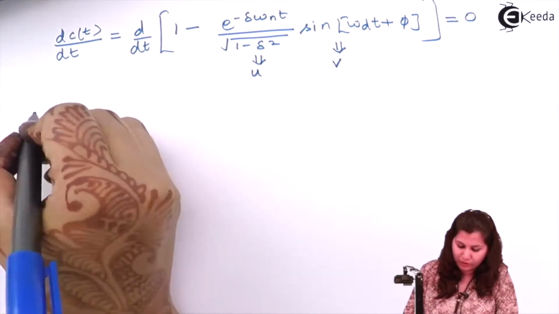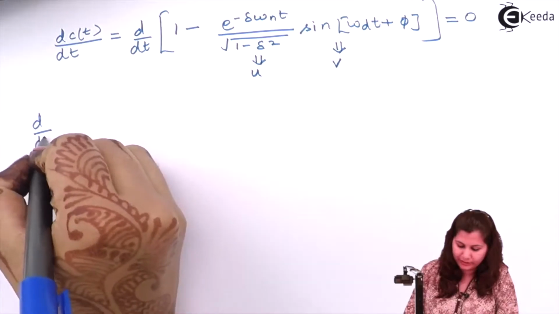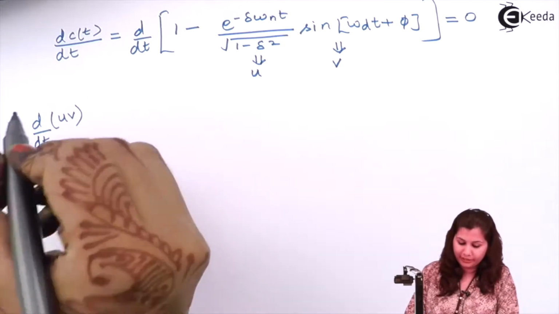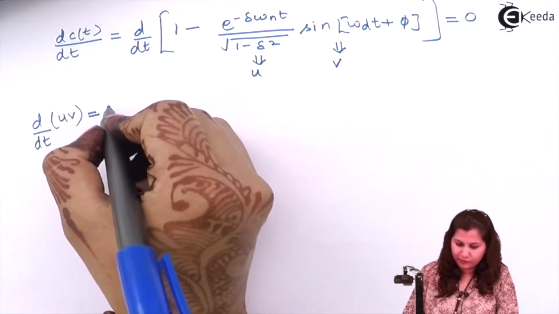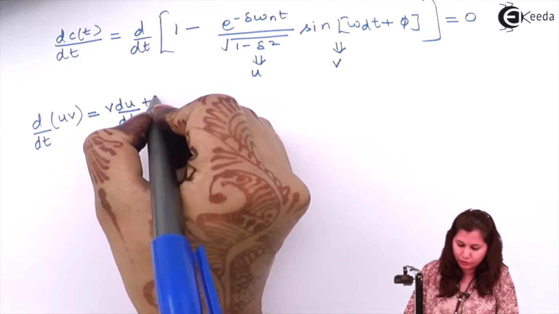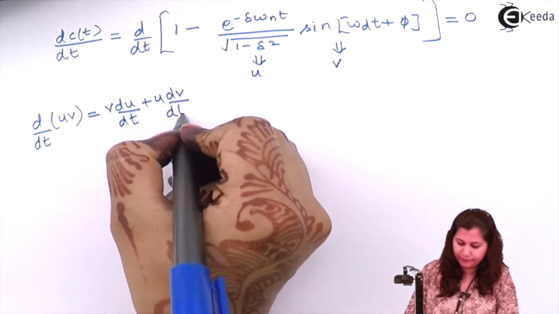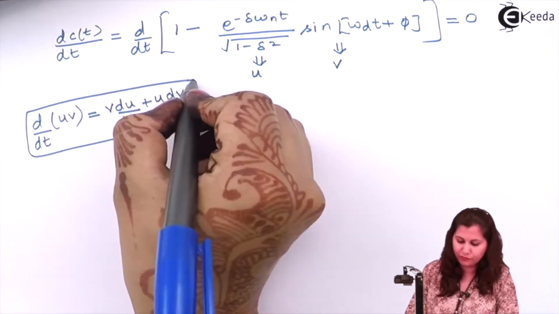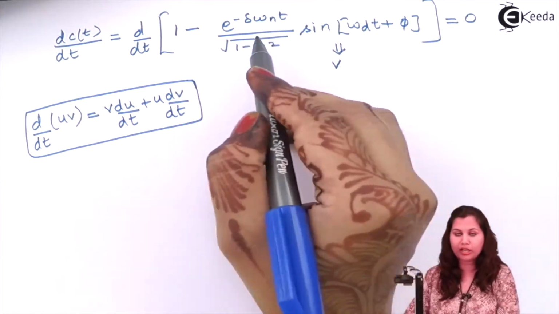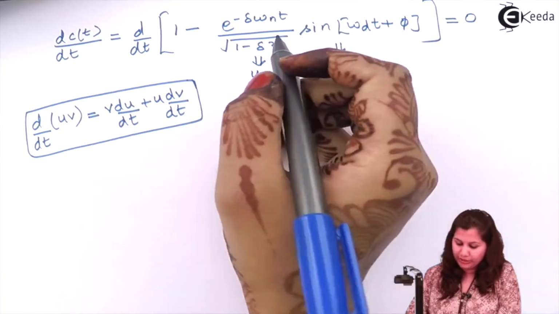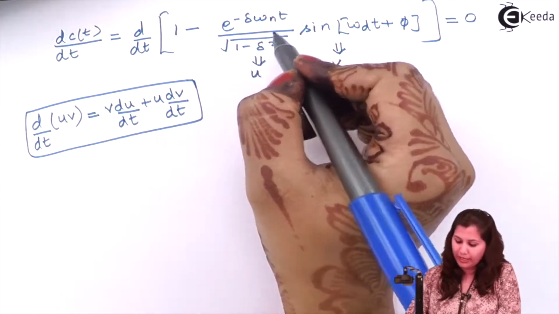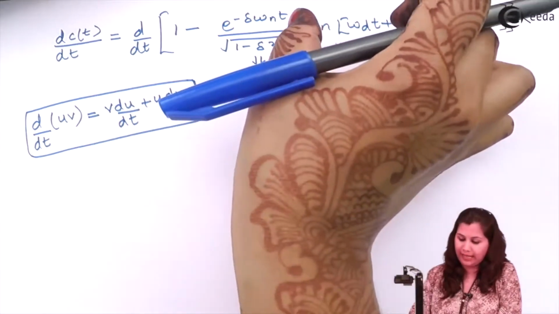So we have the formula that if we want to calculate the derivative of two terms in product, that is uv, then the differentiation will be given by v du by dt plus u dv by dt. This is the differentiation formula which we are going to use here, because here also we have the product of two terms. So let us first calculate the derivative of u and keep v as it is.